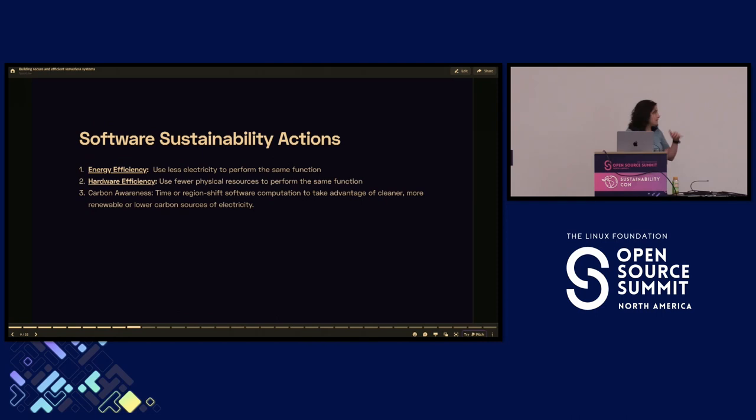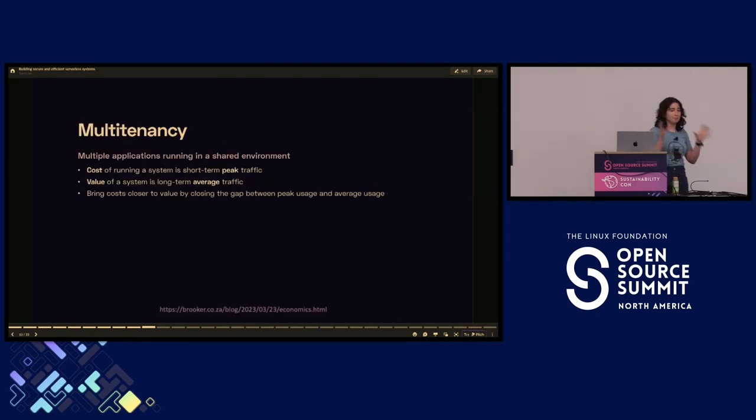So how can I increase hardware efficiency? The way you do that is by putting more applications on the same piece of hardware. But that makes people nervous, right? I don't want my application running next to someone else's. I don't feel like my application's secure. And so a really important part of multi-tenancy is being able to have your applications isolated from others.